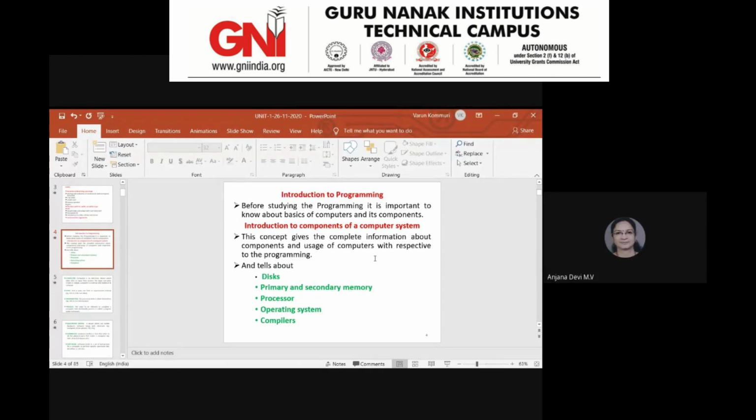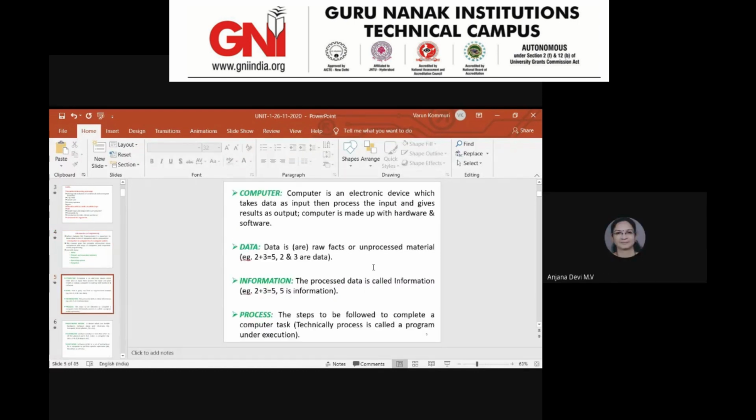Now we have also discussed the compiler. Compiler is a translator. We use compilers to translate the source program into machine code, right? Now, what is the definition of a computer? A computer is an electronic device that takes data as input, processes that input, and gives the result as output. You need to give the input to the system. That input will be processed by the CPU. Then it produces the output.